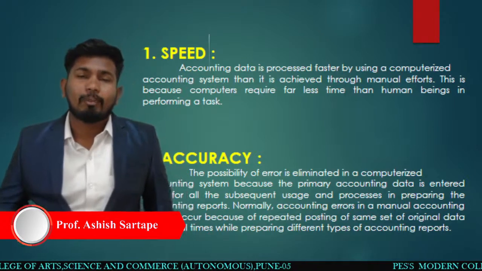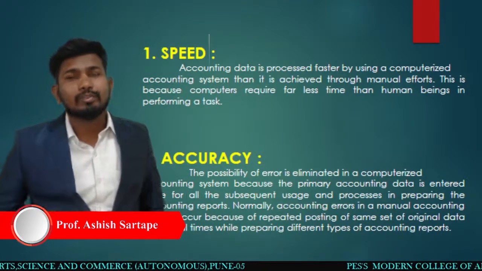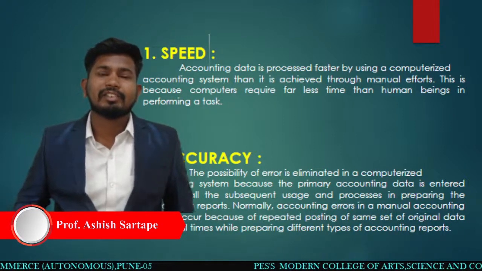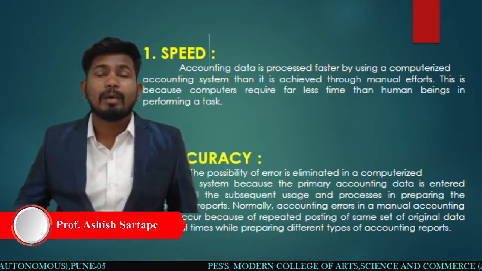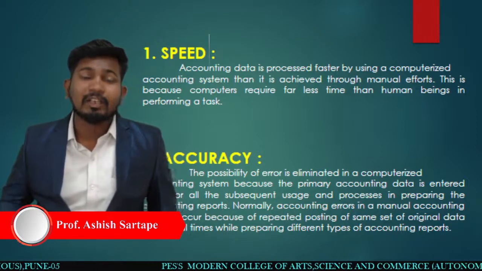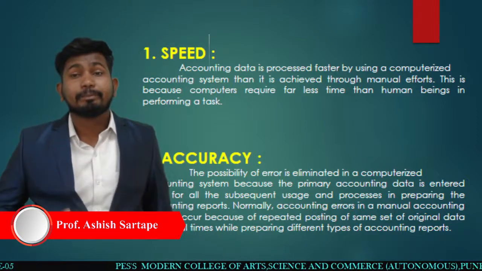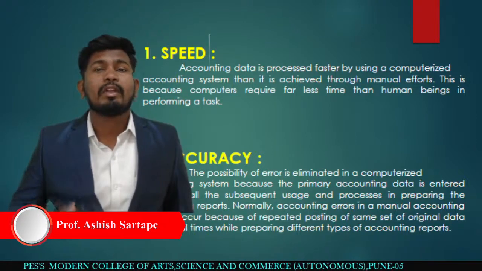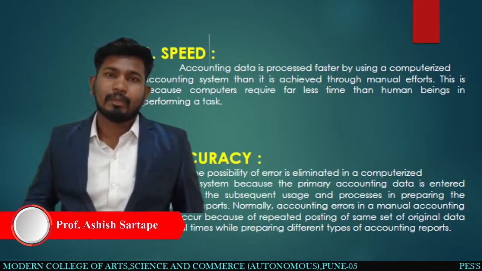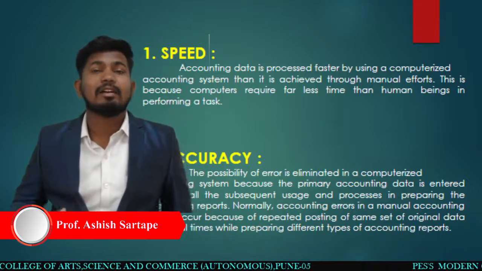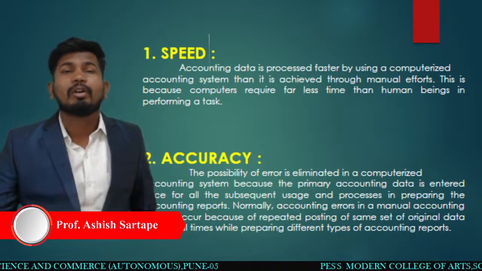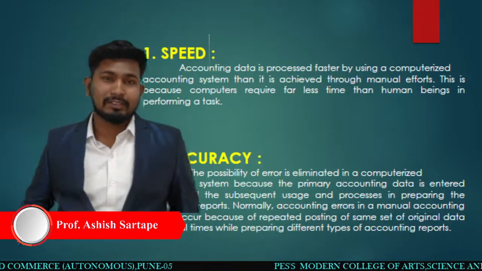But in computerized accounting, accuracy is very important. Whenever we mention the transaction in the computer system, first we verify that particular transaction, then we prepare the basic things, and then we enter into that computer system. So accuracy is the main advantage for the business organization for using a computerized accounting system.